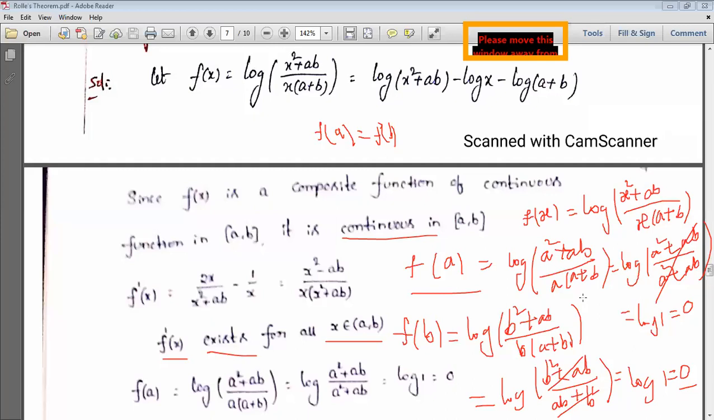And I already said you don't always get 0 only. You may get different values also. Unfortunately, in the problems we are solving, for every problem we are getting 0. You may get f of a equal to 2 and f of b also 2, like that also you can get. Don't think that only 0 has to come. You can get any value, but they should be equal.